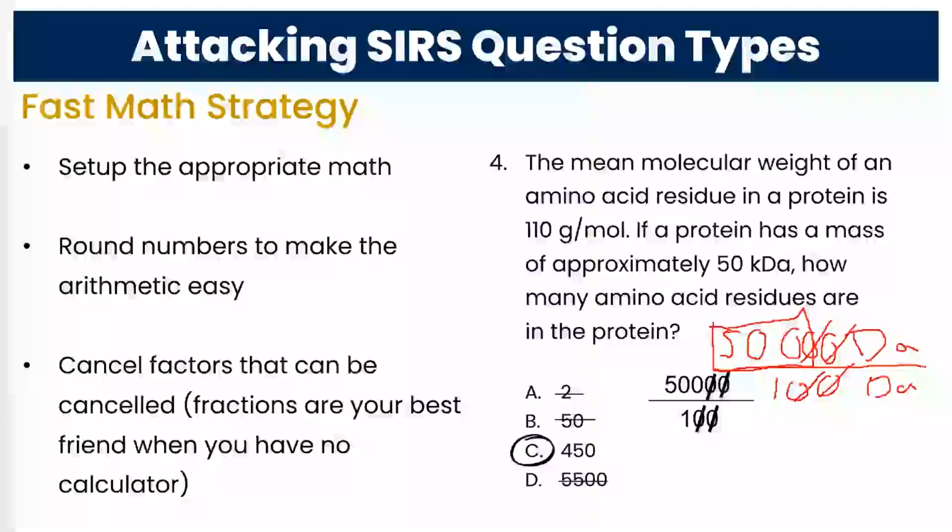In fact, what does that even give us? 50,000 divided by 110 gives us 454. Even that doesn't give us the exact answer. It gives us 454. So since they're using approximate and rounding and stuff, it's all good.